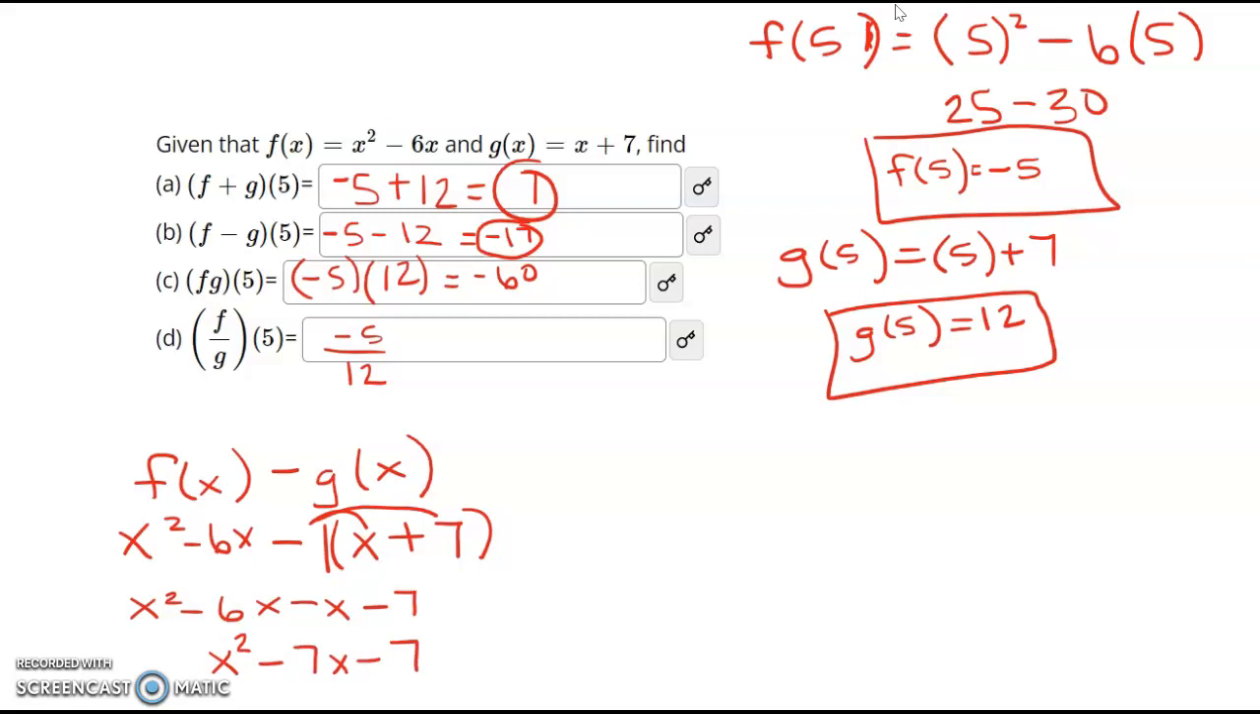And you can see if we put 5 in for this, we'll get 5 squared minus 7 times 5 minus 7. 5 squared is just going to be 25 minus 35 minus 7. 25 minus 35 is negative 10. Minus 7 is negative 17. So you can see we're still going to get the same answer. Either way we do it, this is just another way to think of it. Just use caution when you're subtracting a function to make sure each value gets subtracted.